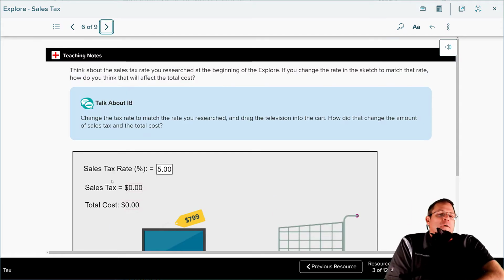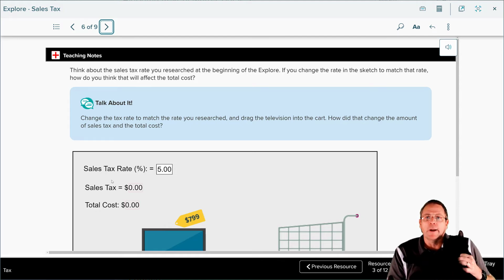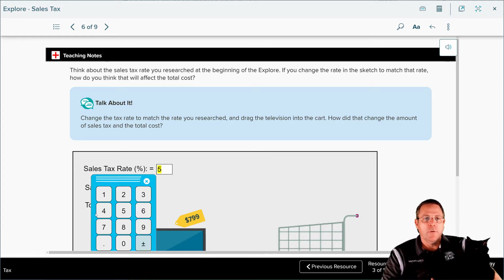Now, if you think about the sales tax that you researched, actually I told you about that it's 10% tax where we're at. If you change your rate on the sketchpad to match that, how much do you think it's going to be? So now instead of 5%, we're going to be looking at a 10% tax rate.